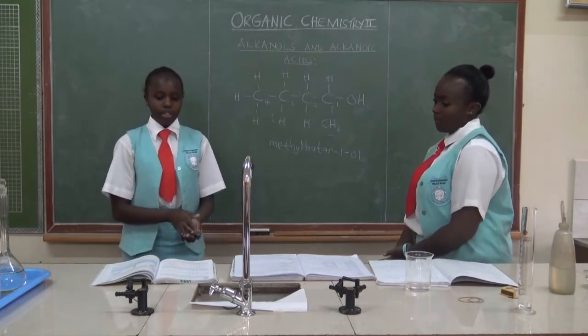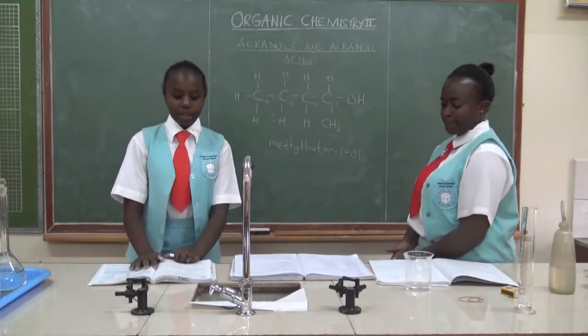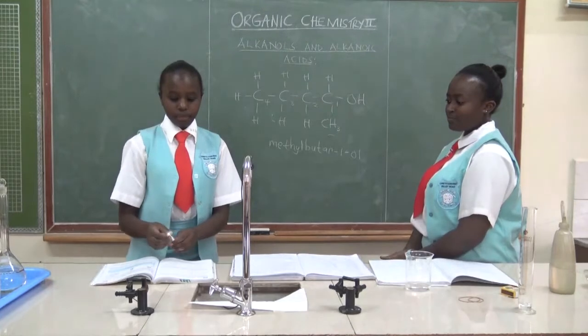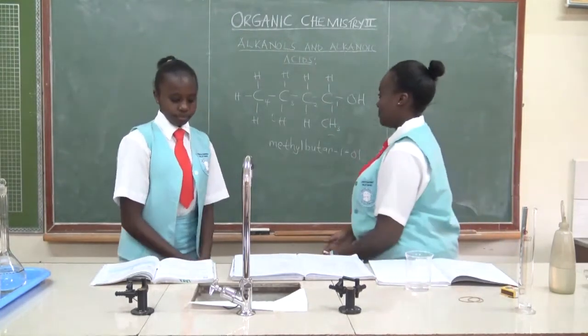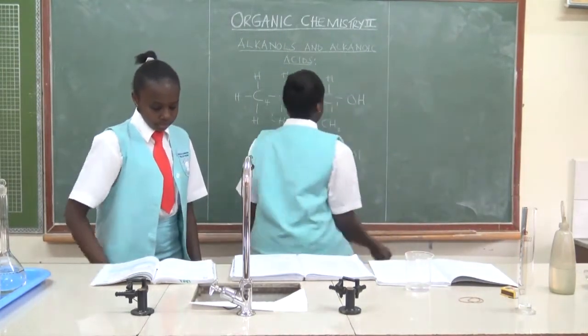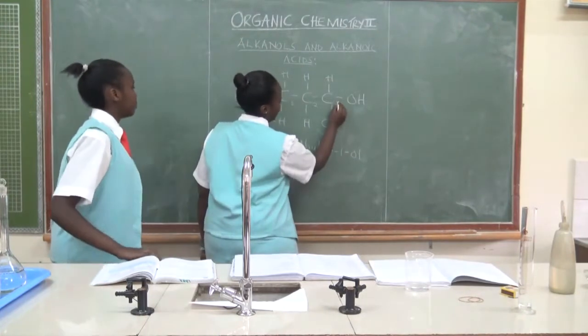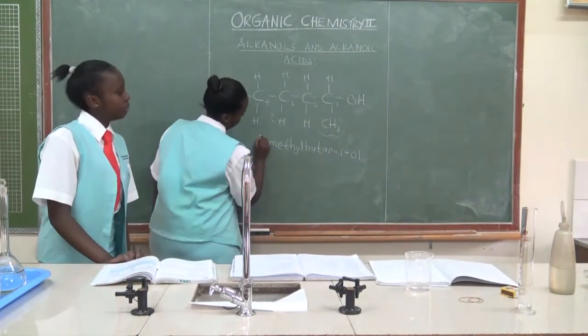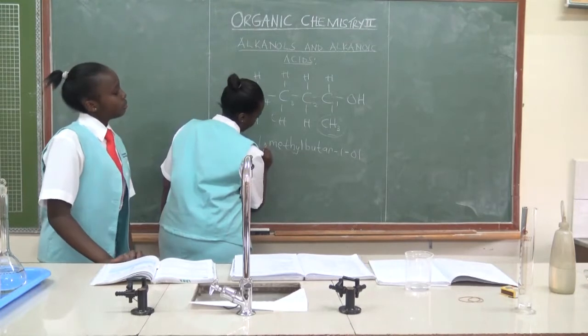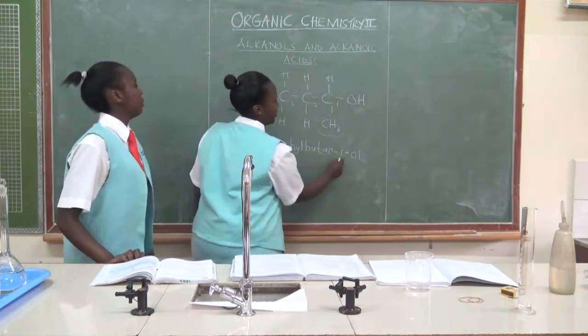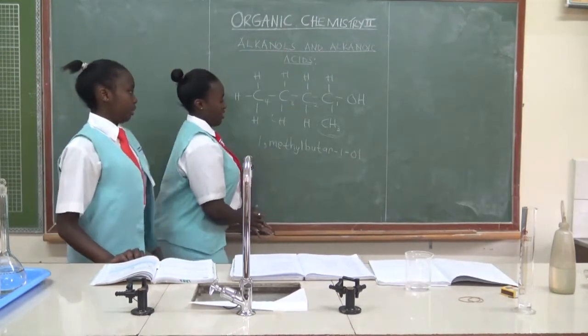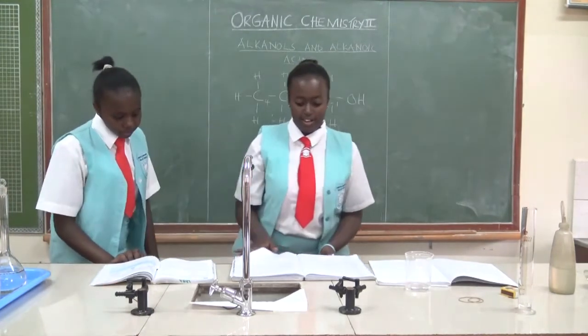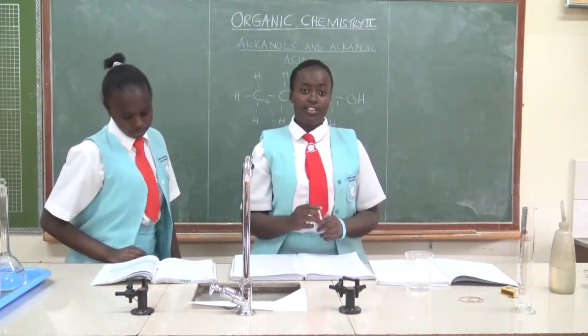So my friend will take you through the preparation of alkanols. Yeah. Okay, so before I start the preparation of alkanols, since the methyl group is in the first carbon, you put one, a comma, methyl butan-1-ol. Then next we go to preparation of ethanol.